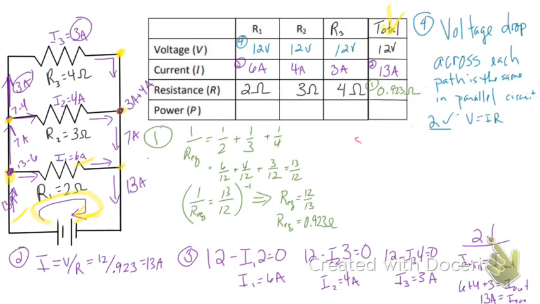If you want to double check it, use Ohm's law, V equals IR. 6 times 2 is 12. 4 times 3 is 12. 3 times 4 is 12. So Ohm's law works as well.